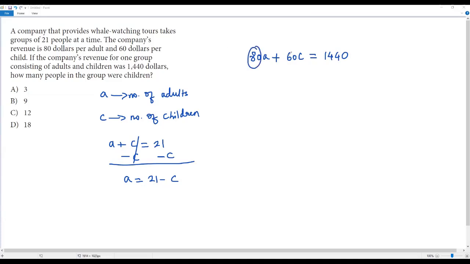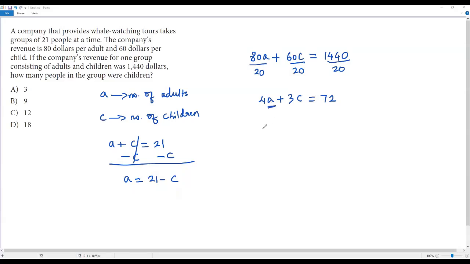When we look at the numbers over here, everything is a multiple of 20. So better we can divide the complete equation by 20 to make the numbers smaller. Let me divide the first term by 20, this one by 20, and this one by 20. When I divide 80 by 20, I'm getting 4A. When I divide 60 by 20, I'm getting 3C. When I divide 1,440 by 20, I'm getting 72.